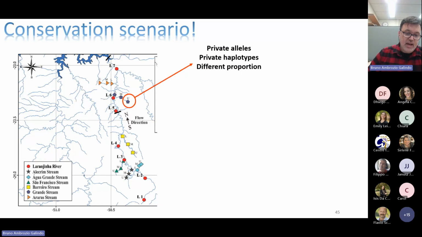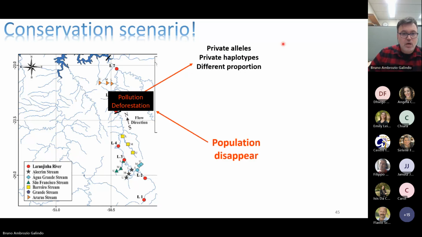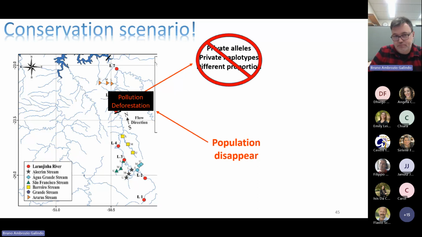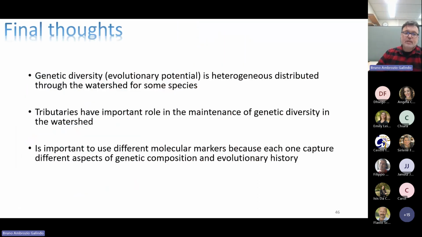So if something happens, for example, pollution or deforestation, and this population disappears, all this genetic variation will disappear. What I mean is that the genetic diversity, and when I say genetic diversity, I'm also saying evolutionary potential, is heterogeneously distributed through the watershed for some species. And tributaries, regardless of whether a small stream or a big river, have an important role in the maintenance of genetic diversity in the watershed.